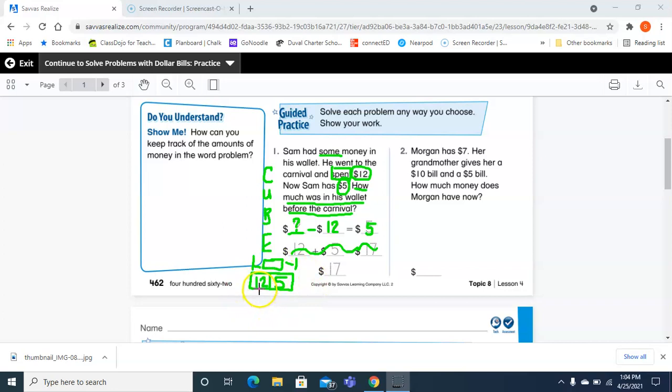How much was in his wallet before the carnival? Well, if we have a part whole and we don't have the total, but we have both of our parts, we're going to add. If we had one total and one part, then we would subtract. But if we have both parts, then we always add. 12 plus 5 equals 17. So we have $17 as our answer. How much was in his wallet before the carnival? $17. All right, let's go on to number 2.